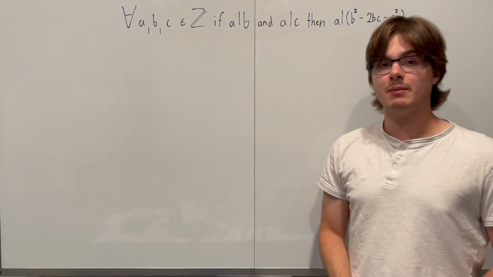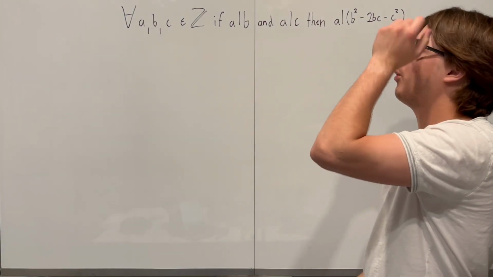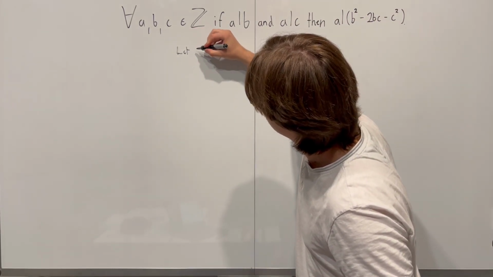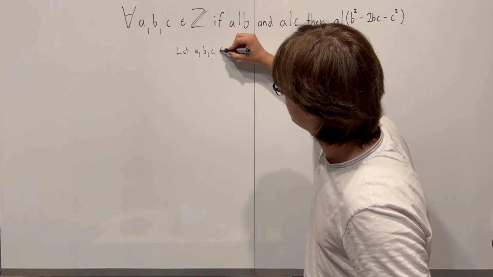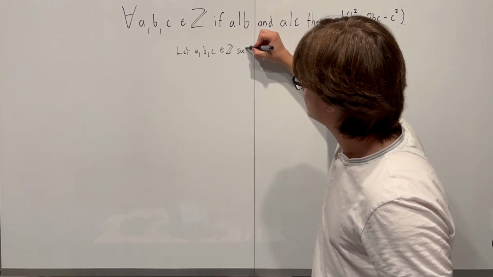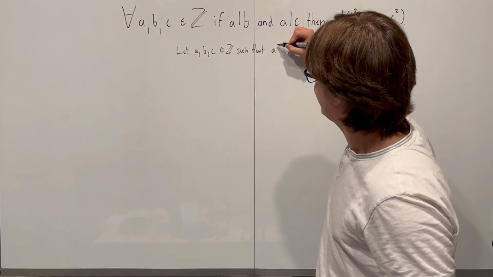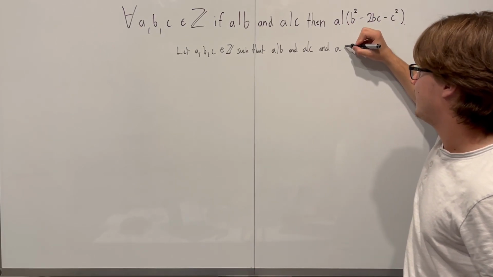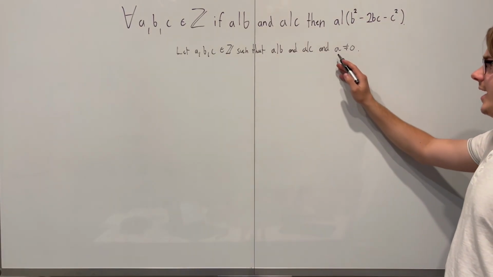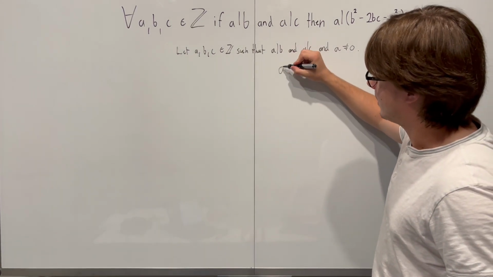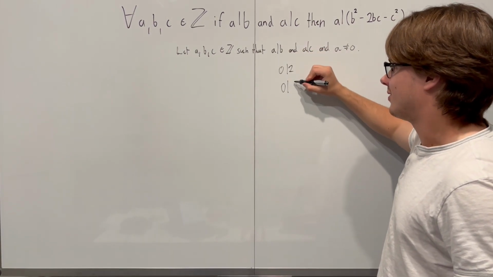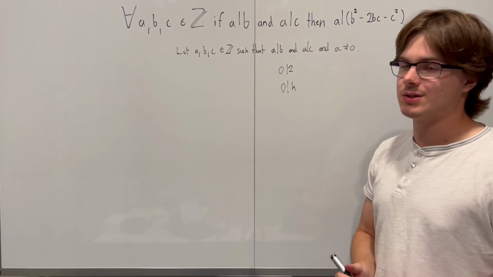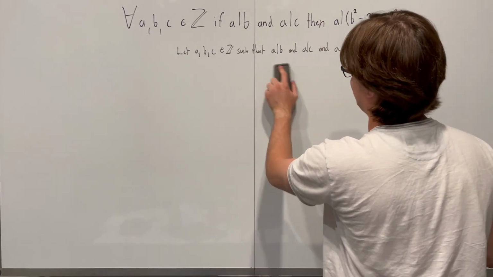So this is a for all statement, which means, how do we start all of our for all proofs? Well, we start by saying let. So we say, let a, b, and c be integers such that a divides b and a divides c and a cannot be 0. If you're not sure why I added this last bit in, try and compute something like 0 divides 2 or 0 divides some integer k. See what problems you run into. Hint, it's going to be dividing by 0. That's going to be the problem you run into when you let the left-hand side equal 0.